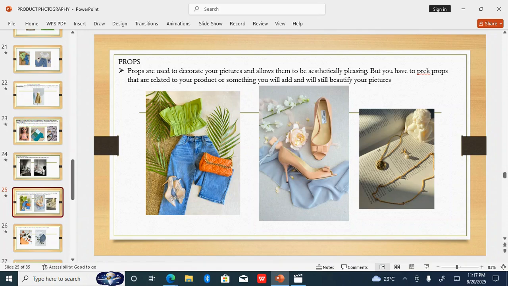You can also look at this one too. The shoe itself is the main product. The scarf that they just put there, the flower they just put there, are props. You can also look at this. Your book can be a prop, just to beautify. The necklace itself in this instance is the main product. The book is just a prop. The statue that is also put here is also a prop.